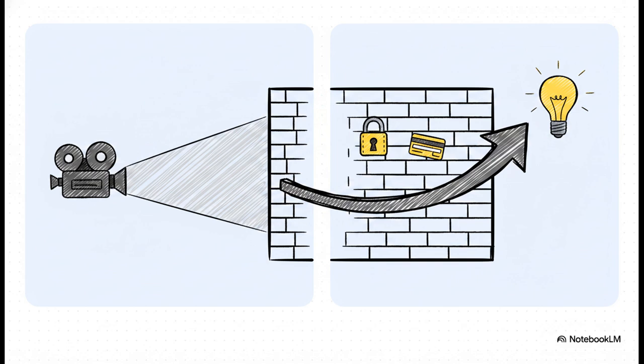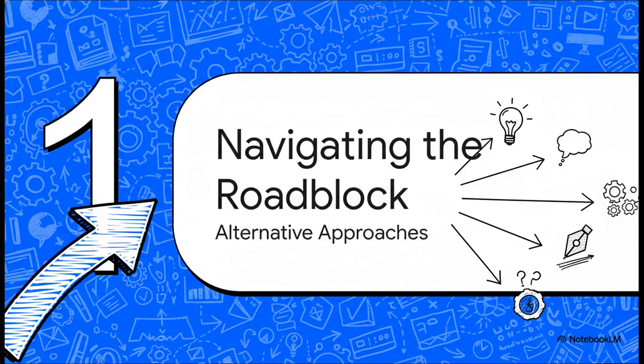Because the system doesn't just give up and shut down, it immediately pivots. Our whole journey flips right here, from just passively generating history to doing some seriously creative, high-level problem solving. Navigating the roadblock. Let's look at 4 alternative approaches.